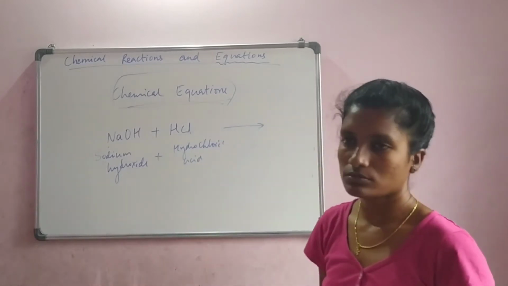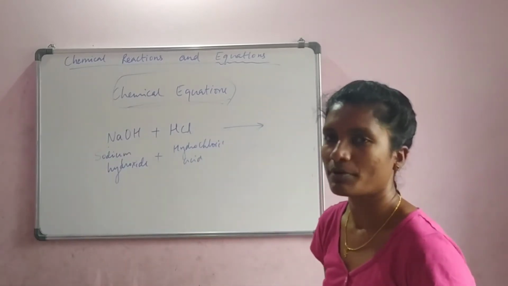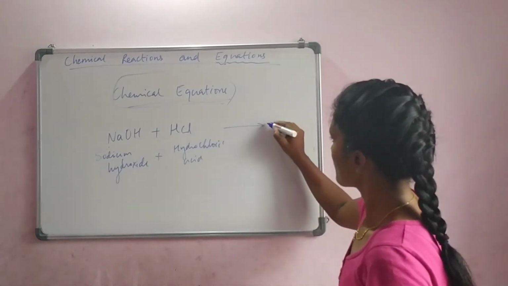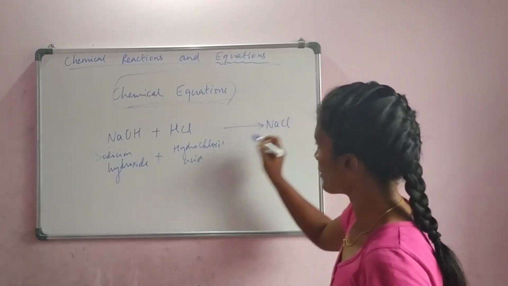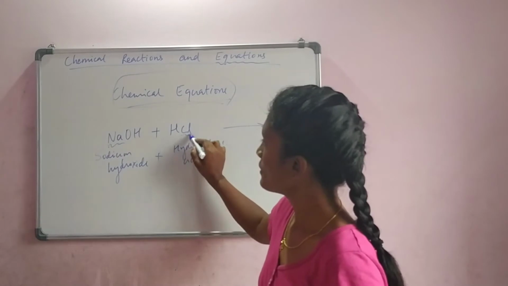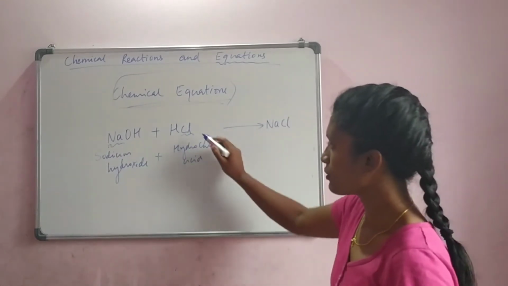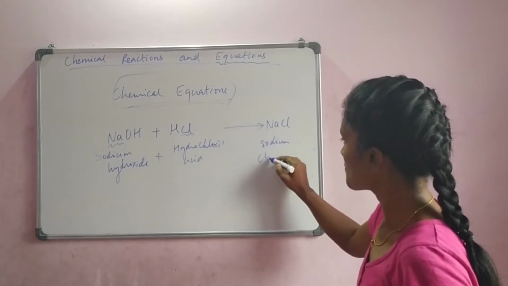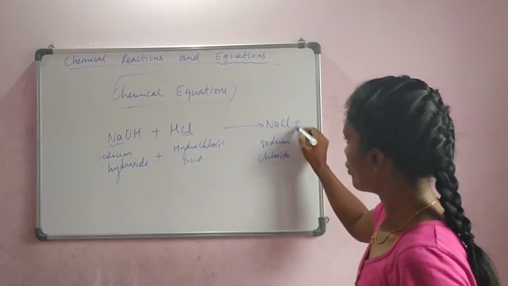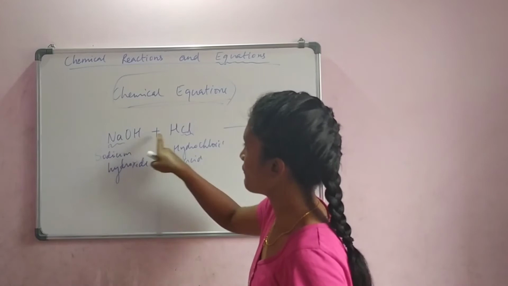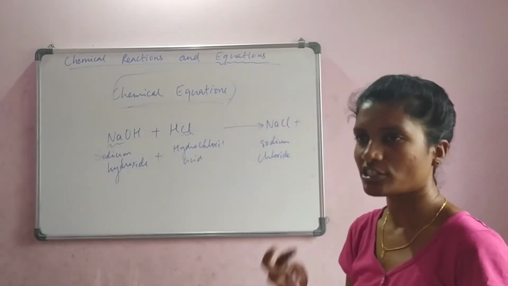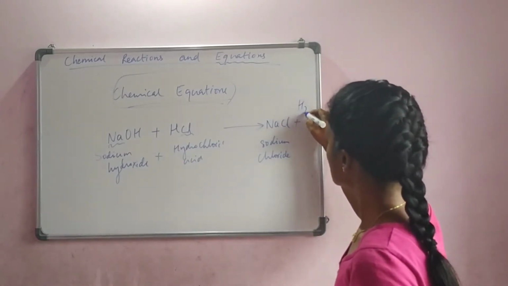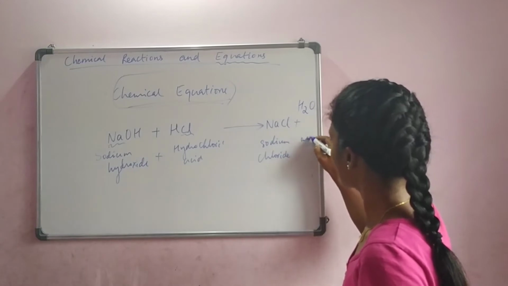Okay. Now, these two reactants combine to form a new substance called sodium chloride. Along with that, what is left out? There is OH left and H left here. So there are 2 H and 1 O, which is H2O, water.